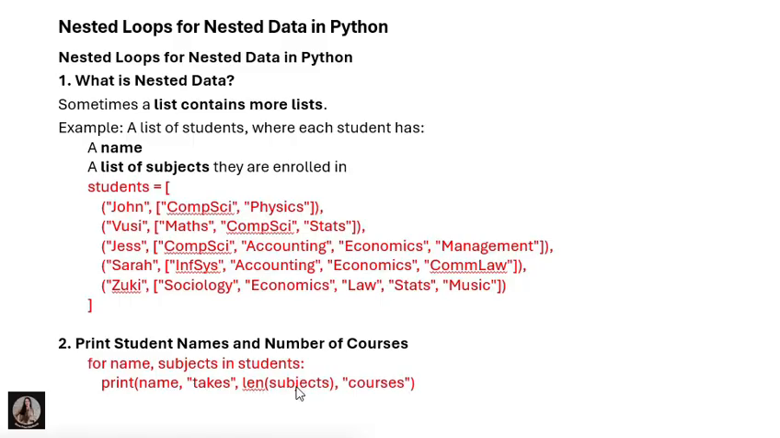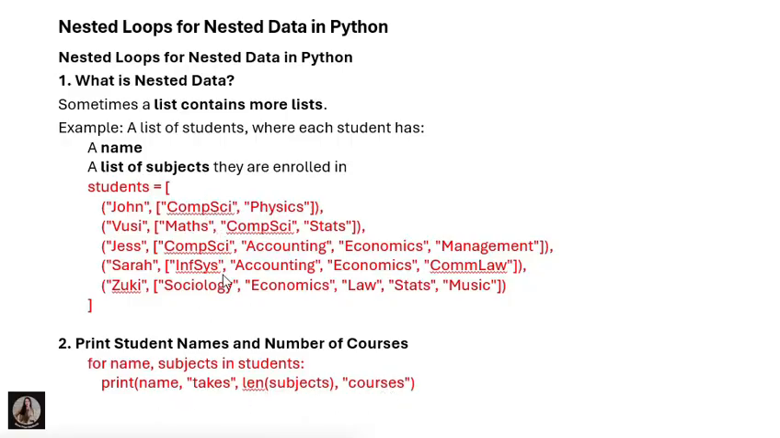Takes, length of subject means how many subjects there are for the student. For John, it will print John, takes as it is, and length of the subject means he has taken 2 subjects. That way it will print 2 courses: John takes 2 courses. For example, Lucy, it will take Lucy as name and takes as it is. Length of the subjects means 3 subjects are there, 3 courses. Lucy takes 3 courses. This is the output.